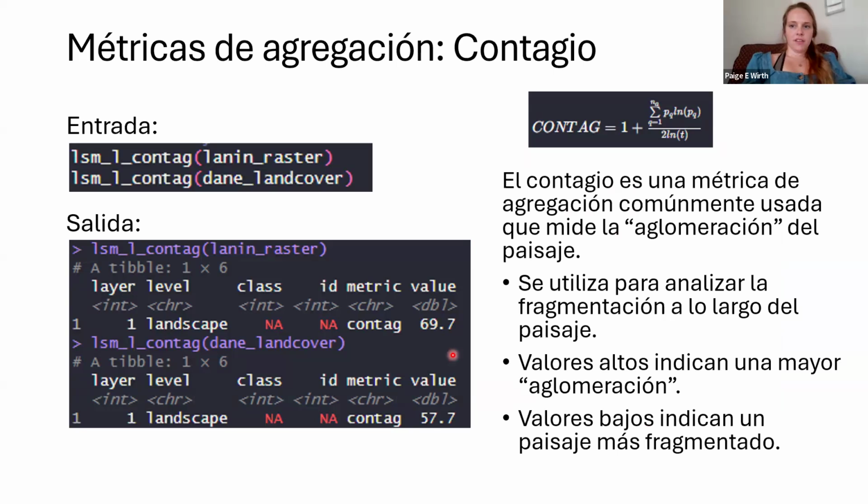So Lenine National Park has a higher contagion value of near 70 here, meaning that the landscape is much clumpier and less fragmented than Dane County, which has a value of 57.7. Both of these are kind of in the middle. Neither one is looking too fragmented.